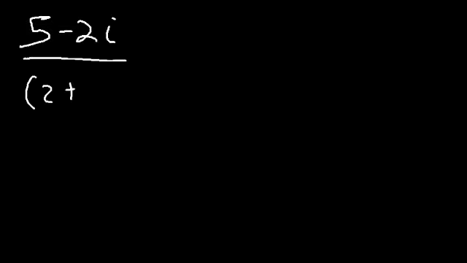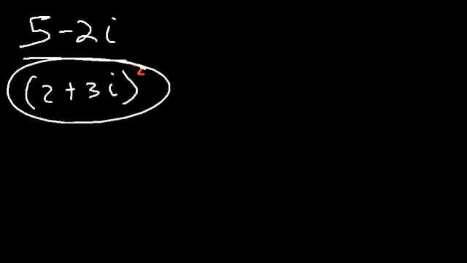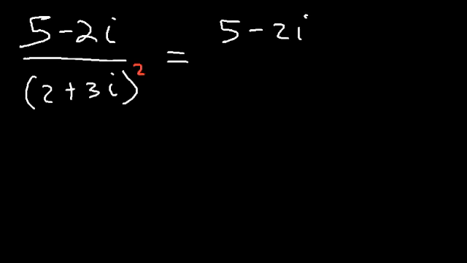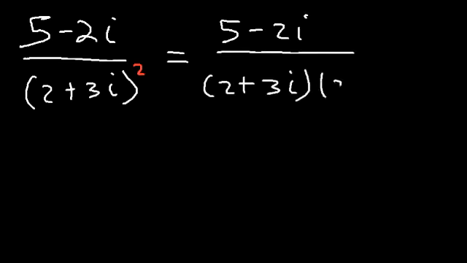Now, what if you were to see a problem that looks like this? 5 minus 2i divided by 2 plus 3i squared. What would you do to simplify it? So before we can multiply by the conjugate or by i, we need to simplify this expression. We need to put it in a plus bi form. So let's FOIL 2 plus 3i times another 2 plus 3i.